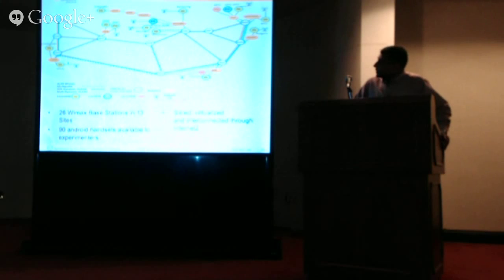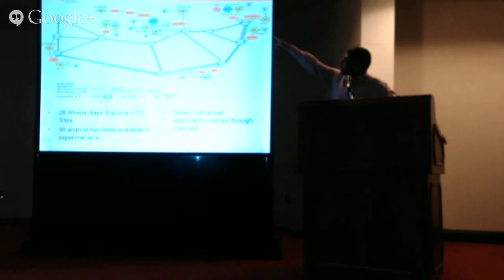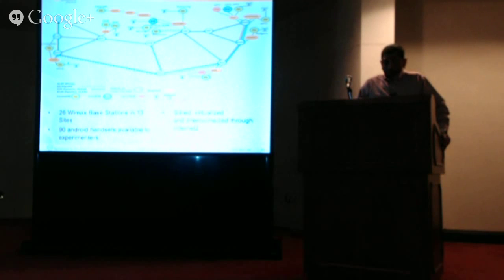Here's our WiMAX deployment. There are base stations in parts of the country connecting through campuses and regional networks to the backbone. I think there are 26 WiMAX base stations on 13 campuses. There are about 90 Android handsets available, and the base stations are sliced, so it's not a regular base station. What this means is you can have multiple experiments, multiple slices, use the same base station at the same time.